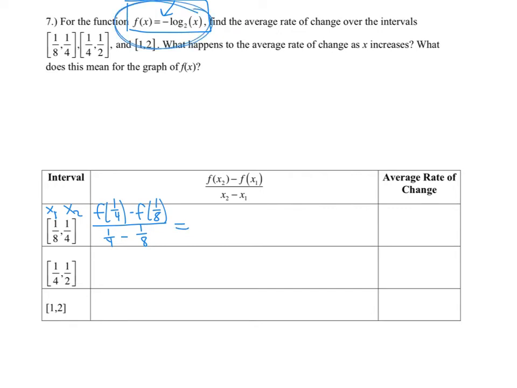When I plug in 1/4 to that function, I have negative log base 2 of 1/4 minus negative log base 2 of 1/8, all divided by negative 1/4. Well, let's do that step by step. So if we get a common denominator, 1/4 is the same as 2/8.